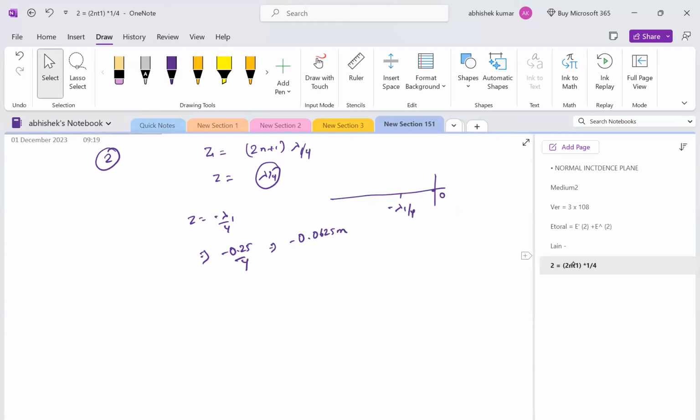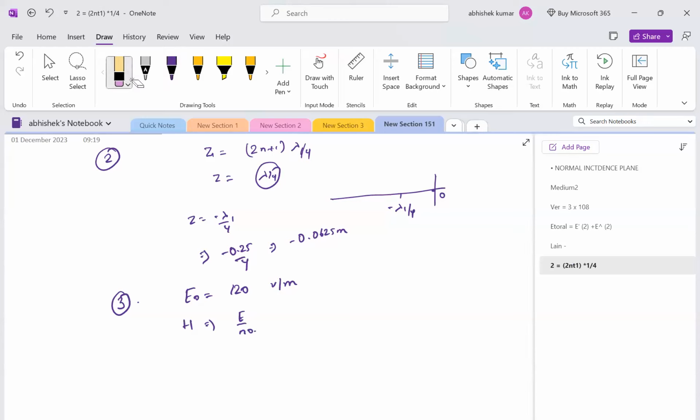Now coming to the third question. If the amplitude of the incident electric field is given, calculate the magnitude of the magnetic field at distance z equal to 0.2. They have given E naught equal to 120 volt per meter, right? What is the magnetic field? Magnetic field is nothing but E naught by N naught.